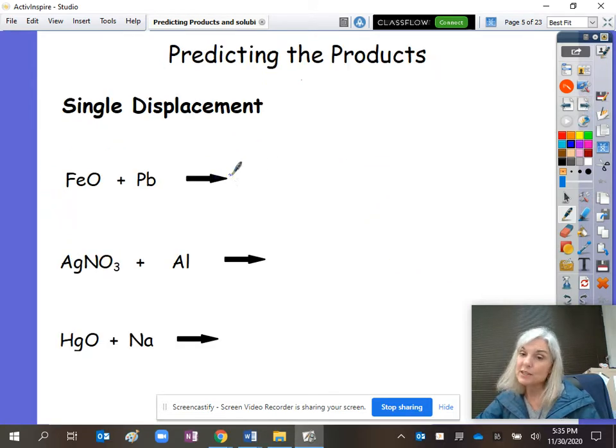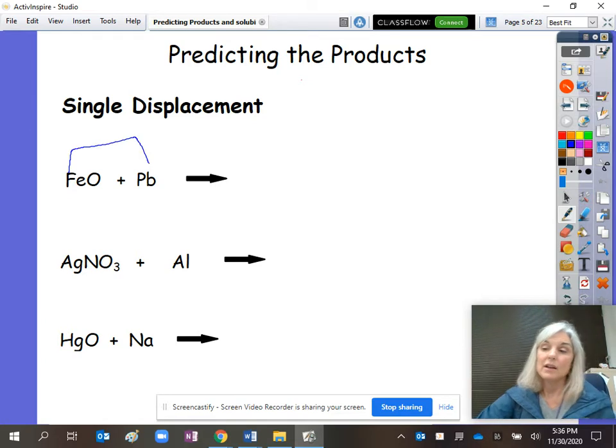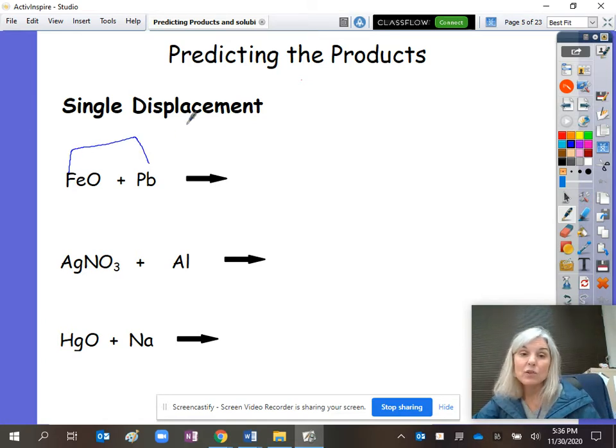All right, single displacement is a little bit more involved. So remember, in a single displacement, one element, here's our one element, is going to replace an element in a compound. Now, normally we are only going to be working with positive ones, but always remember you can only replace a positive with a positive or a negative with a negative. So in this case, let's go ahead and put the charges above on the left side.